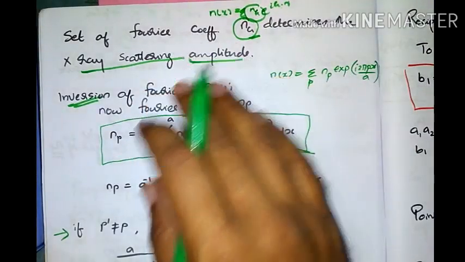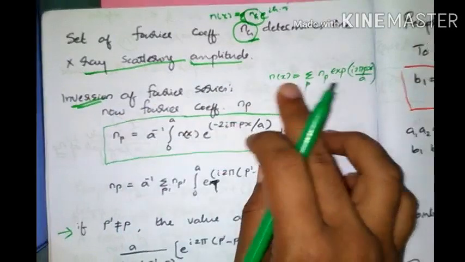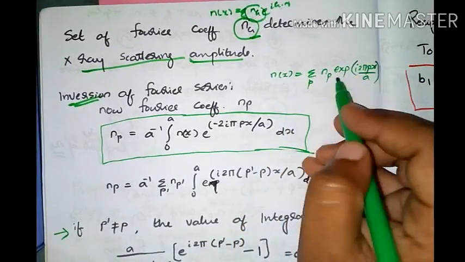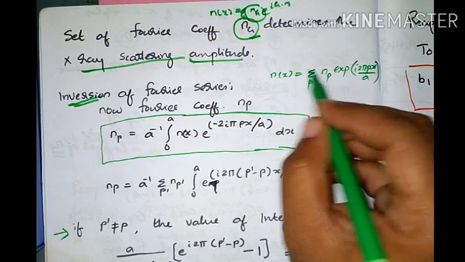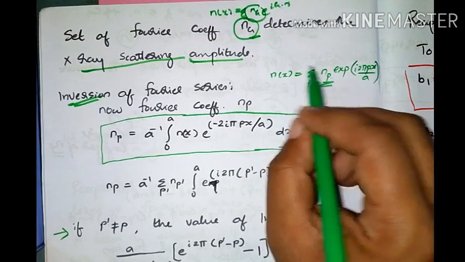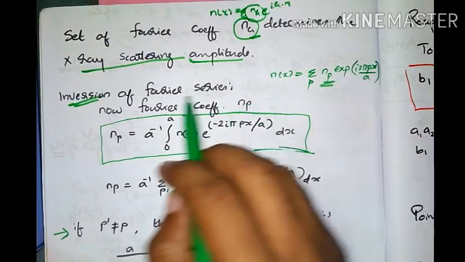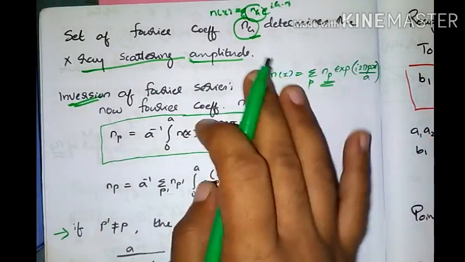So now we are going back to the one-dimensional case. We have a one-dimensional equation here, n of x equal to this one. So here we have np as the scattering amplitude. So to find np, we have to do the inversion of the Fourier series.